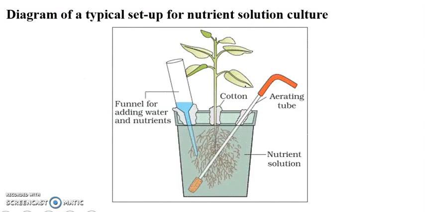Now, he set up a nutrient solution culture which was looking like this. In this culture, he has given a nutrient solution, and this solution contained everything that is required by the plant. For example, there will be water, there will be certain minerals in various concentrations, there will be the hormones. So all that is required, he has put it in a nutrient solution. Then he has put a funnel for adding water and nutrients. Now he understood that as the plant keeps growing, the nutrients in this solution will get exhausted.